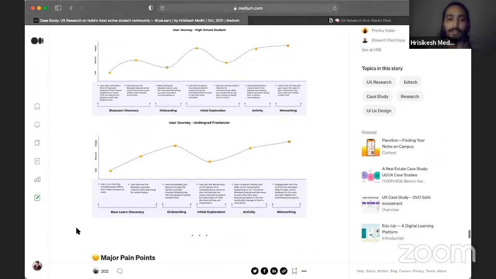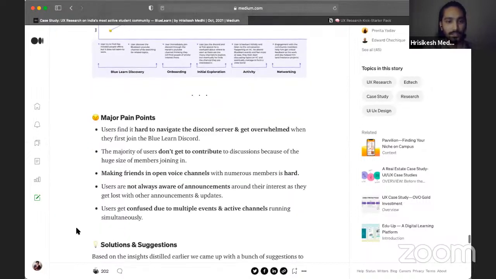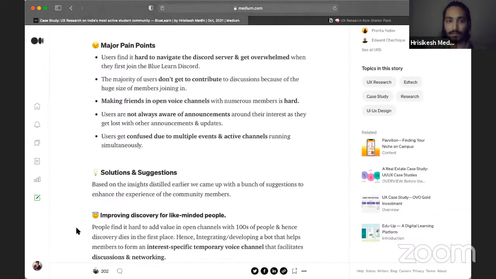For example, someone is a freelancer getting freelance clients, someone is attending English VC, and there's a designathon also coming up in future. So we map out the whole journey from the start to the end. I think from here, Viraj can take over and explain the major pain points, how we tried to solve for them, and the solutions and suggestions.